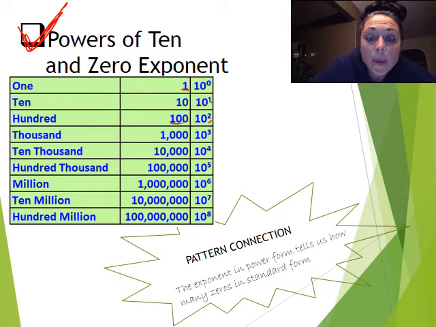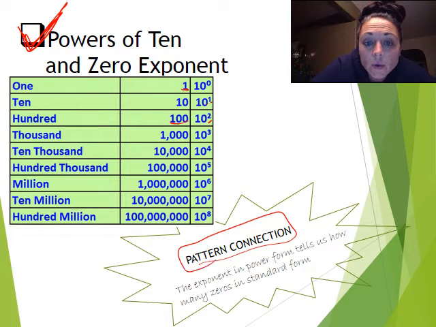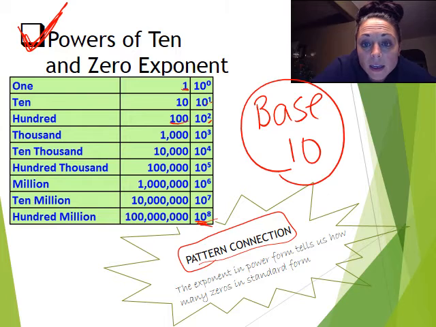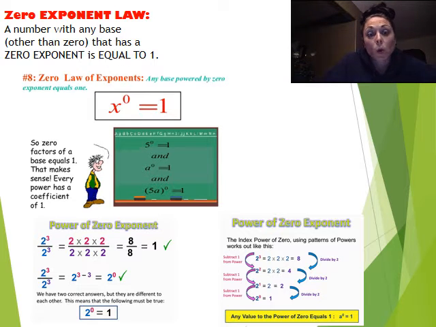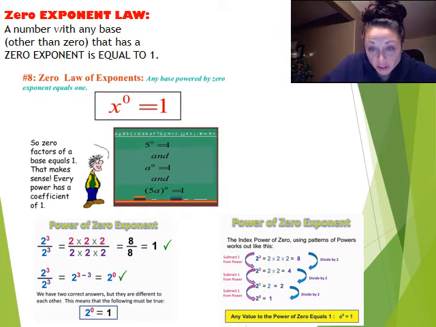So you'll notice the pattern connection here: whenever we use a base of 10, the exponent tells us how many zeros are in standard form. So if you notice the 10, there's 0 zeros. After this one, there's 1. And it also tells us the place value of that number. Anything to the power of 0 is always 1, but you have to be really aware of your bracket rules.